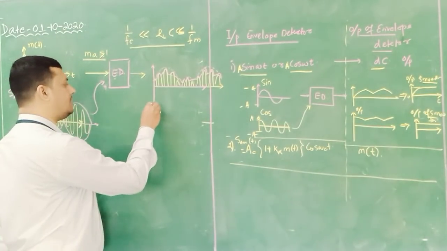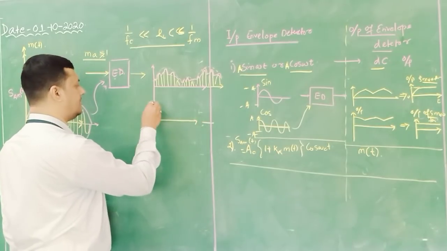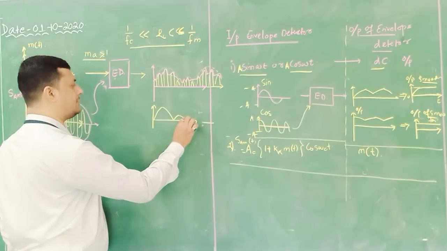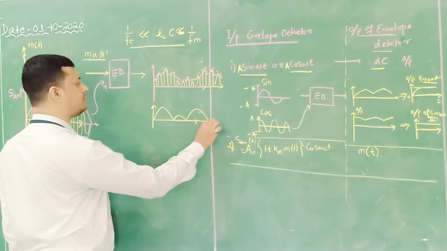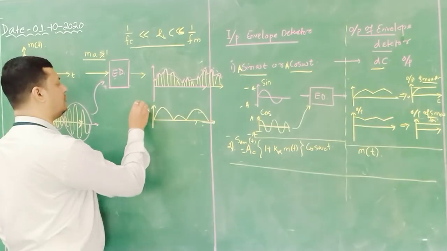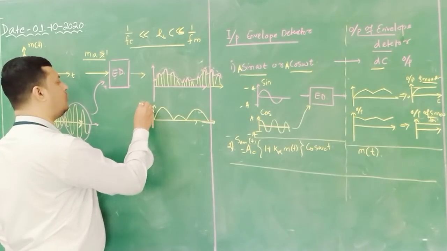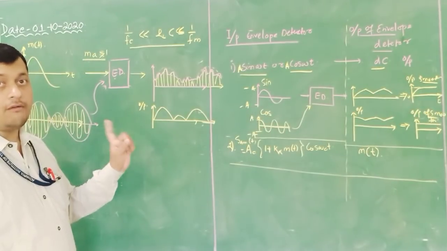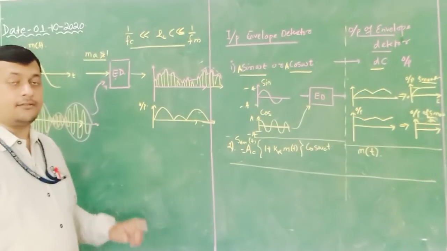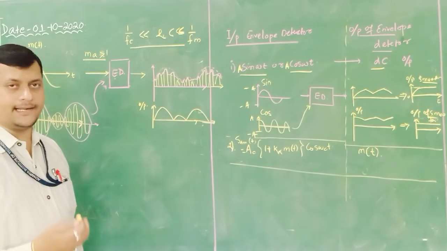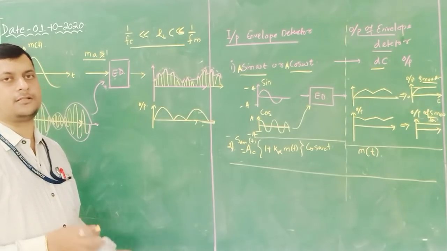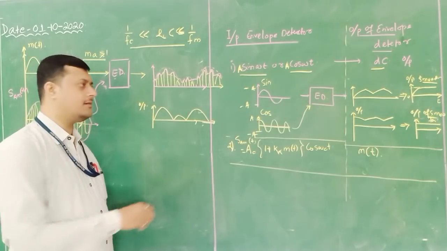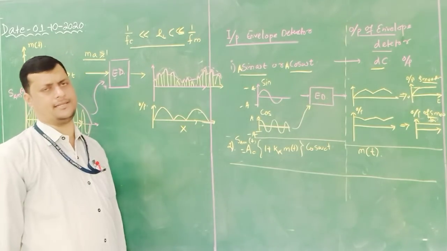Now passing this through a smoothing filter, we will get the output looking like this. This is my output, the output of the envelope detector. Now the concept says that for any detector we are using, the output must be the message signal. Okay. Is this your message signal? No, it is not my message signal.